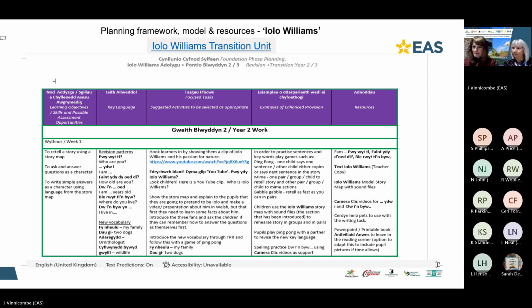For every planning sheet in the unit, you will find it follows the same format and includes learning objectives, key language, focus and enhanced tasks, and resources.